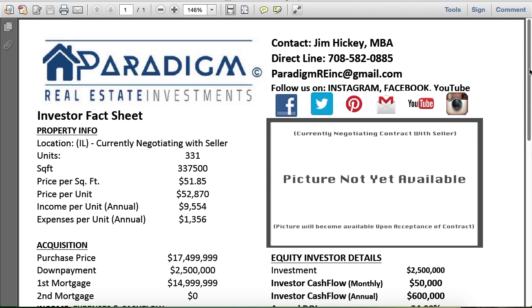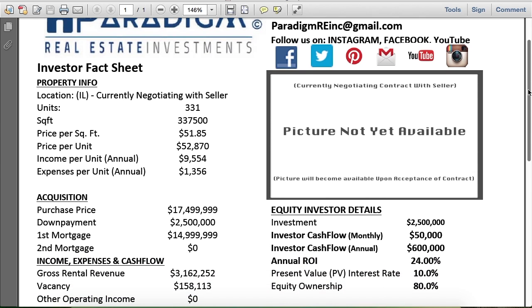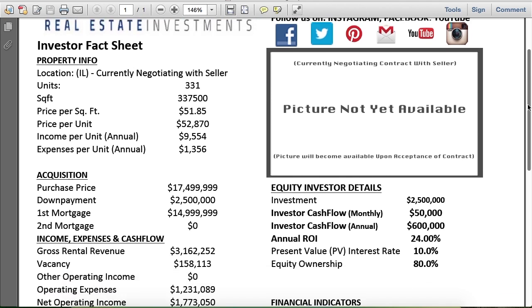Now what we do here is until we have an agreed upon contract with the seller, we don't post anything with the addresses or the pictures. All we do is we get letters of intent from our investors. Once we have reached our goal, then we can turn that into a cash offer instead of a financing offer with the seller. But once the contract is accepted, then we do have the address and everything on there for you.